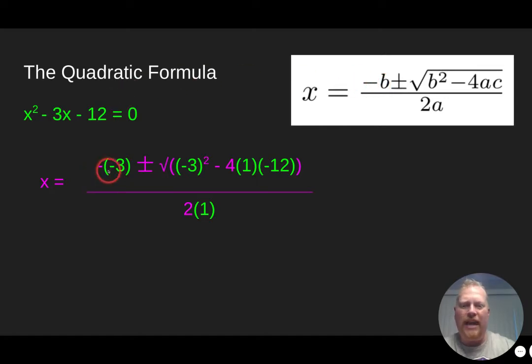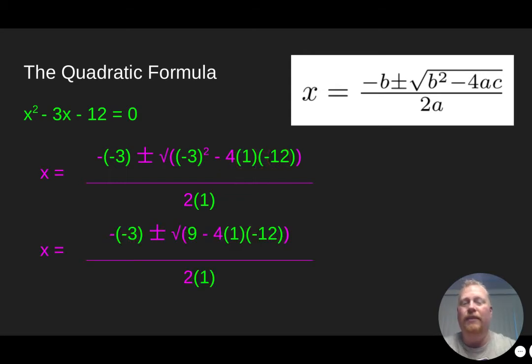So I have a negative 3 plus or minus the square root of negative 3 squared minus 4 times 1 times negative 12. And that whole mess is over 2 times 1. All right? So let's start working this out. And there's a lot of stuff going on here. Where do we even start to work this out? I would say start working underneath the square root. So I'm going to deal with this negative 3 squared minus 4 times 1 times negative 12.